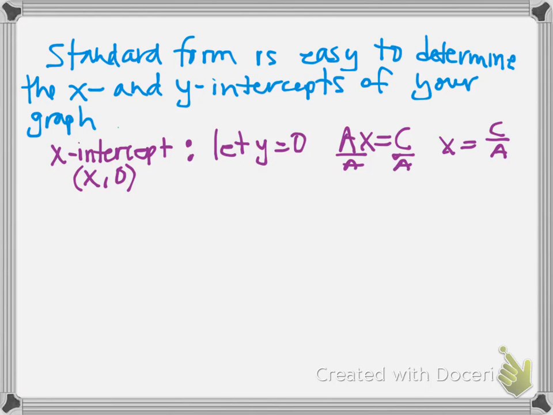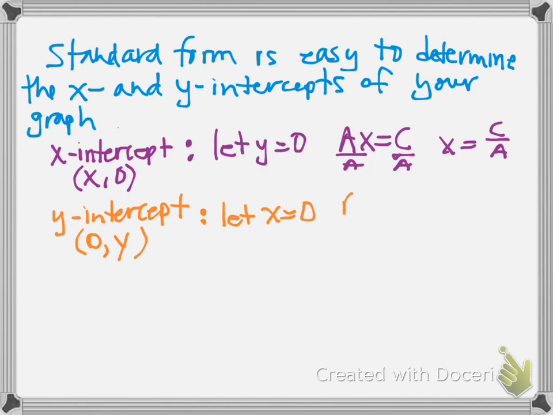And then on the flip side, for the y-intercept, if I wrote down its coordinates generically, what would its coordinates be? Dakota? 0, comma y. So again, this time we're going to let the x value equal 0. So that's going to eliminate that ax term, leaving me with by equals c, and we divide both sides by b. So we would have y equals c over b. Whatever that value is would be our y-intercept. Okay, so that's pretty straightforward, pretty simple what we do there.